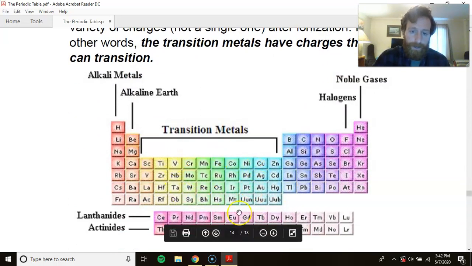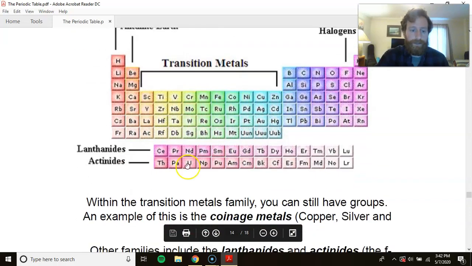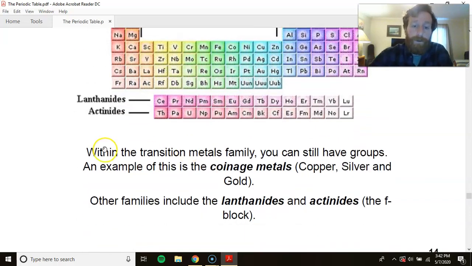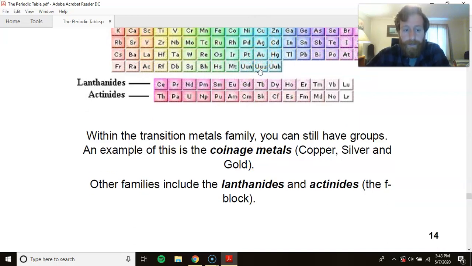So again, the whole D block we call the transition metals. You'll hear that a lot in chemistry, so it's a good word to know. And then within a family, like the transition metals, you can still have groups. An example of this would be the coinage metals. So right here in this column, we see copper, silver, and gold. Those are the coinage metals because we make coins out of them.